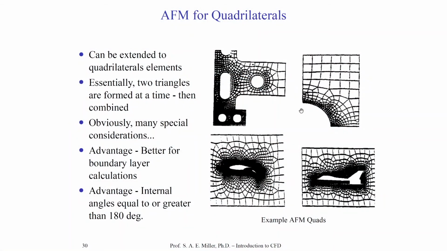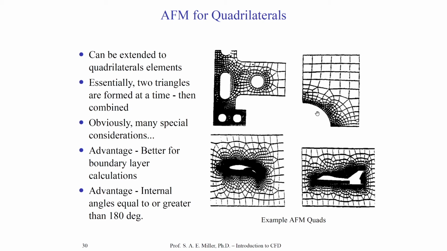You can also perform an advancing front method for quadrilaterals. Here's one particular example. We have cylinders in a domain. We have part of a cylinder. We have a wing with a flap, and we have a nominal aircraft. All these grids were generated with advancing front methods. The key difference between the triangulation and quadrilaterals in this case is that two points are inserted initially, and an additional point is inserted to create the next quad.